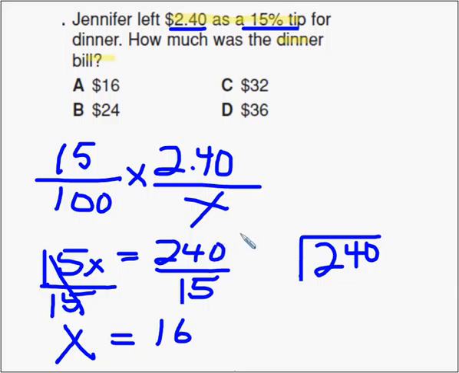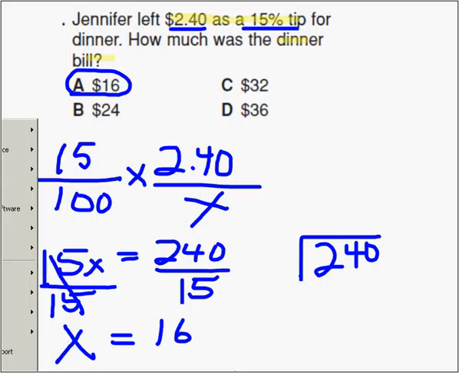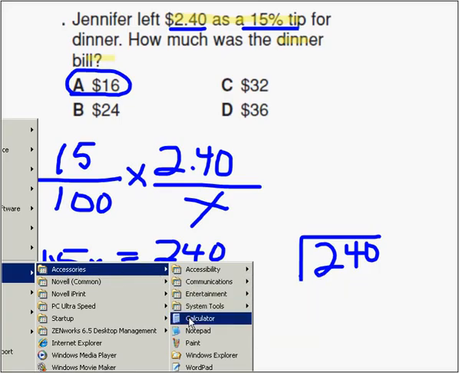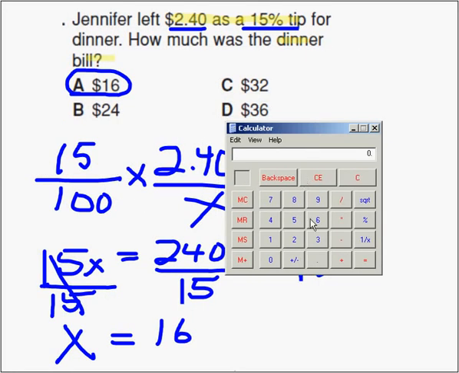Okay, so now we can check our answers. So we got the total dinner was $16, but let's check it. Let's see if $2.40 is 15% of 16. Let's find out what 15% of 16 is. 16 times 0.15 equals 2.4. You can see that right here. Just always check your answer. It's really good to check it. So we got that. 0.15 times 16 equals 2.4 or $2.40.